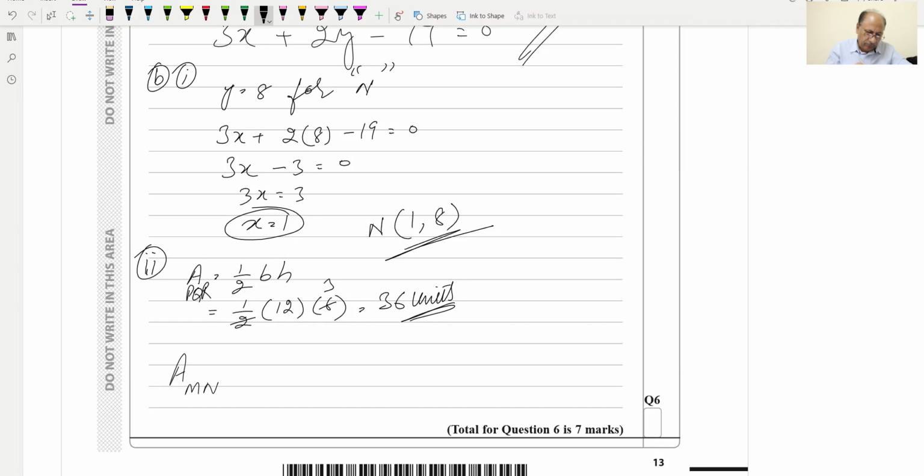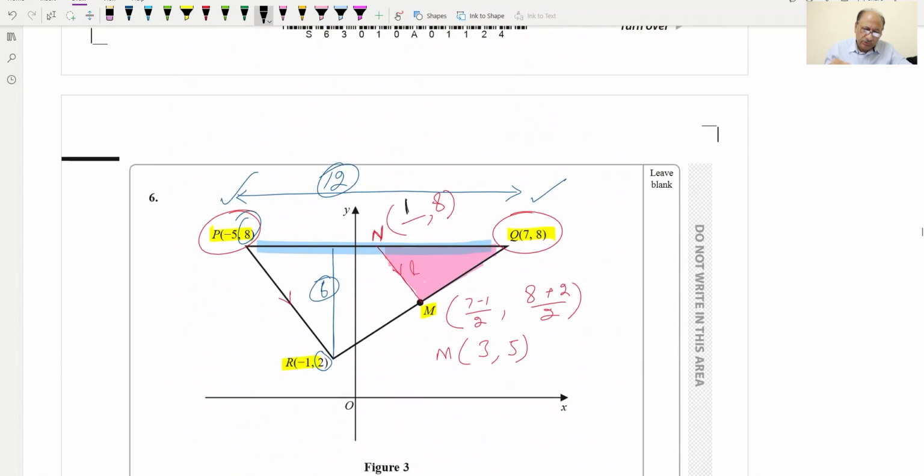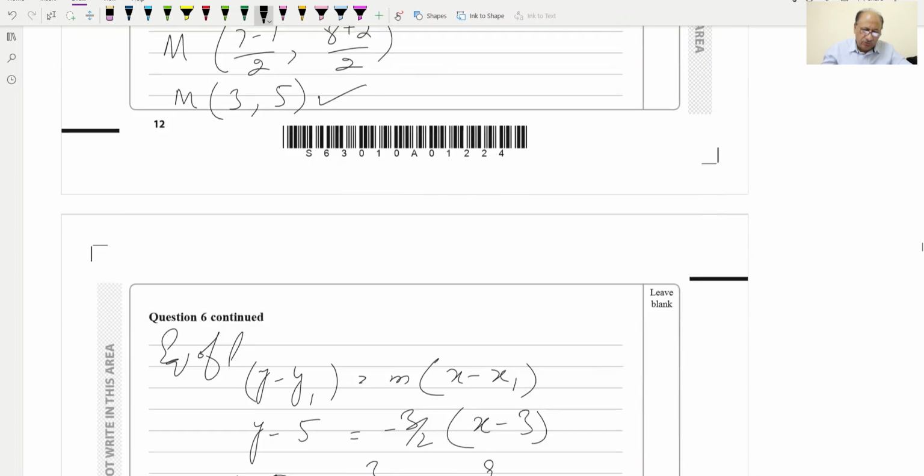Area of MNQ will be what? If we check the ratio, ratio is what? Ratio is basically half. M is the midpoint, so MQ is half of RQ. So each side of the smaller triangle is half of the bigger triangle. So we can take K value as half.